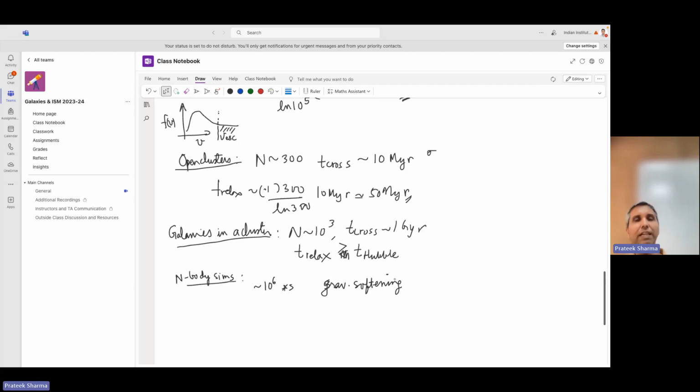So what gravitational softening does is, instead of using a gravitational force which goes like 1 over r squared, you make it go as 1 over r squared at large radii, but then saturate it. So the gravitational force gets softened compared to the actual value that it would have been if it were a point particle. This is called gravitational softening.